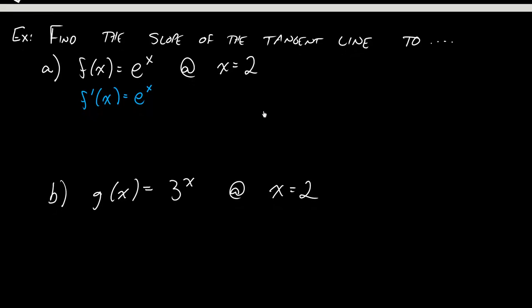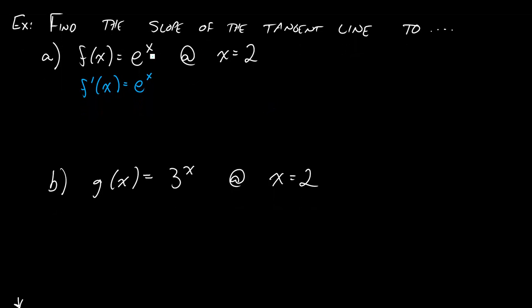So if I want to find the slope of the tangent line to e to the x at x equals 2, I'm just going to plug in 2 to my derivative. So f prime of 2 is equal to e squared. And if you plug that into your calculator, you will get about 7.389. Okay, so a nice steep slope at x equals 2. How about if I wanted to find the slope of 3 to the x at x equals 2?